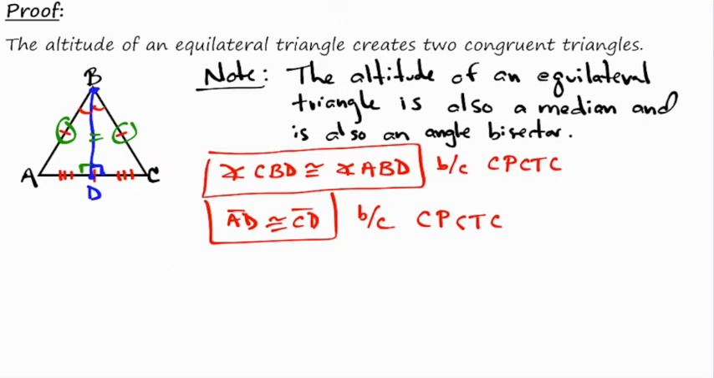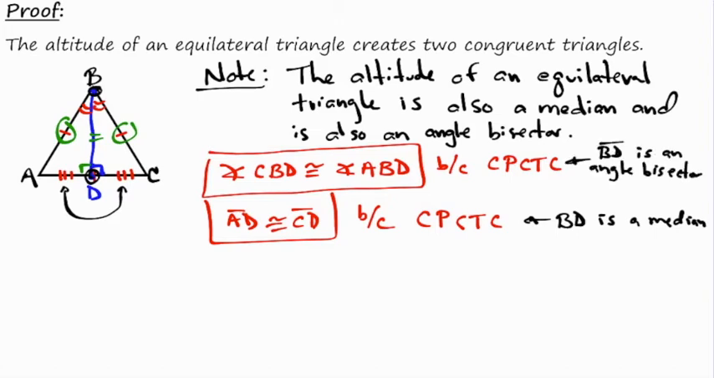Well, I'm showing you this because if a segment goes from a vertex to the midpoint of the opposite side, and we see it's the midpoint because these two segments are congruent, that would make BD a median. I can show that since segment BD creates two congruent angles here, that makes BD an angle bisector. So the altitude in an equilateral triangle is also a median and is also an angle bisector.